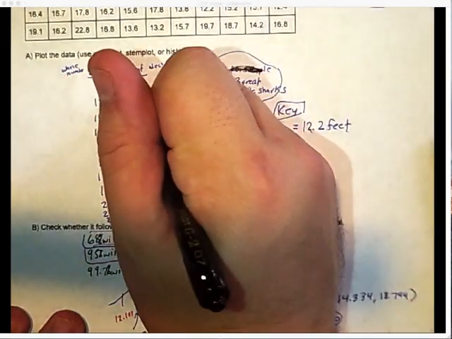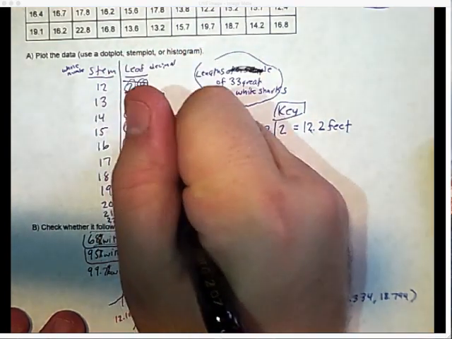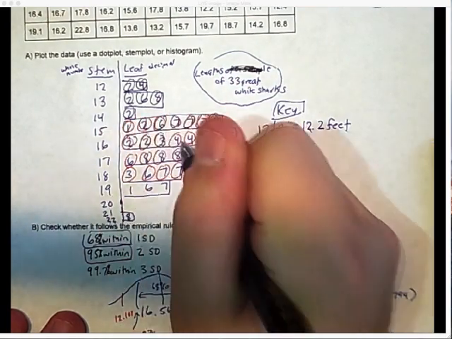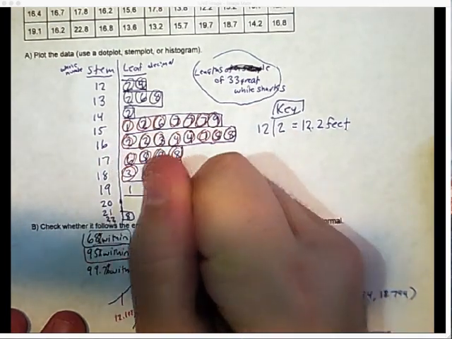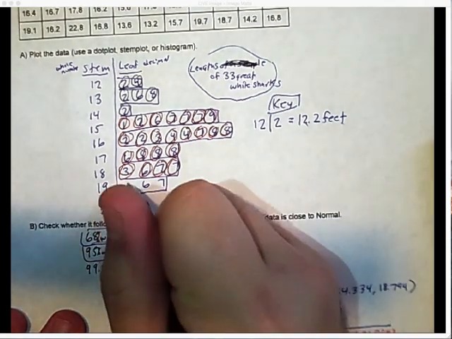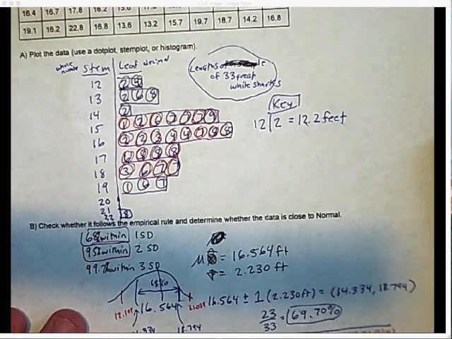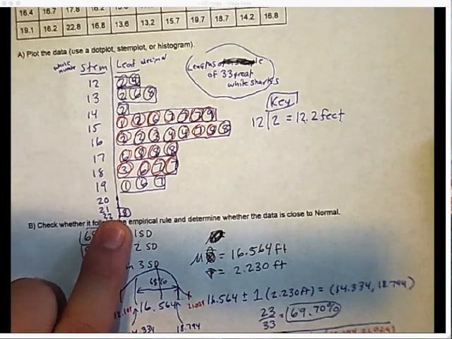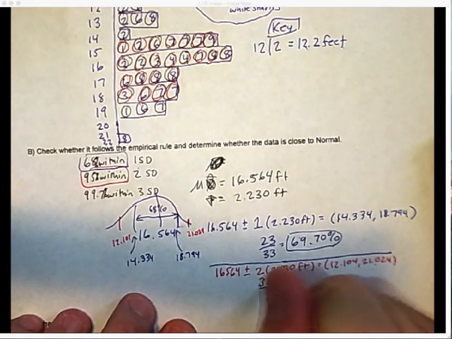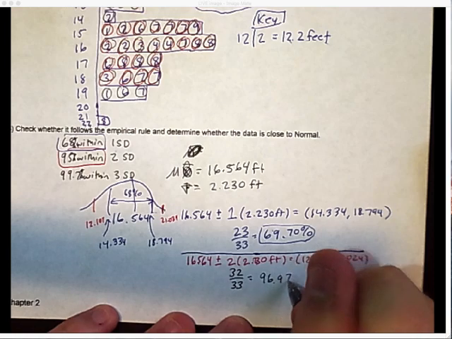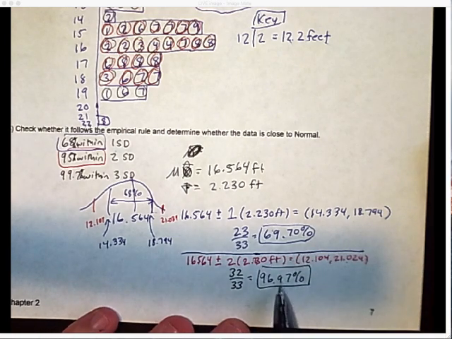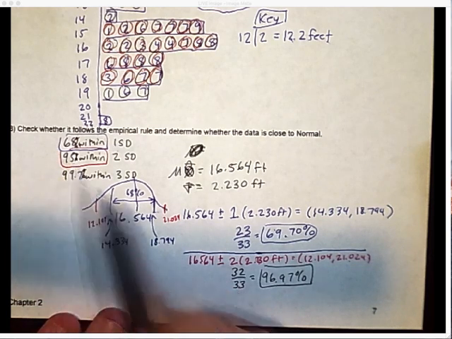So there's 1, 2, 3, 4, 5, 6, 7, 8, 9, 10, 11, 12, 13, 14, 15, 16, 17, 18, 19, 20, 21, 22, 23, 24, 25, 26, 27, 28, 29, 30, 31, 32. I can't include this one though. So on this one, there's 32 out of the 33 within 2 standard deviations. And 32 divided by 33 is 96.97%. All right, this number is not 95, so it's slightly off.